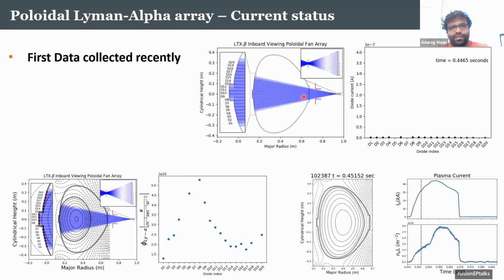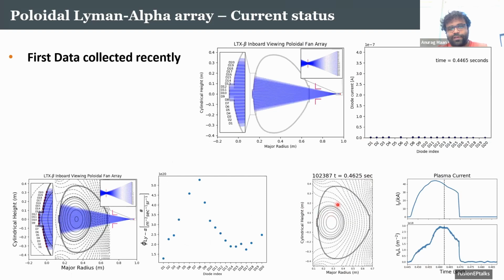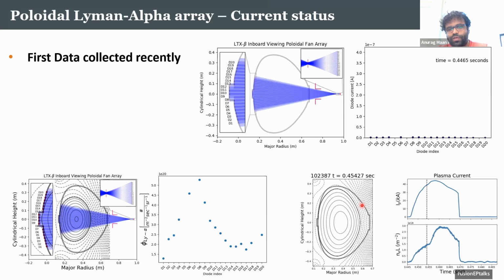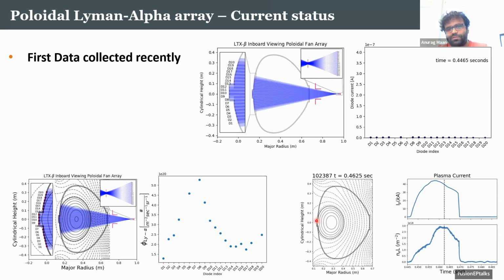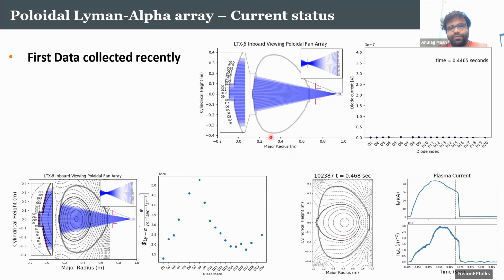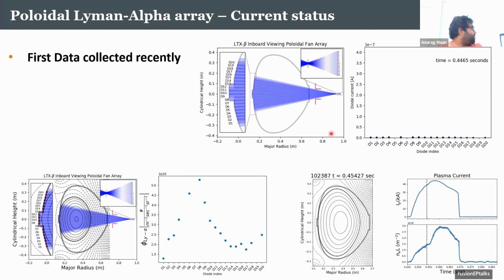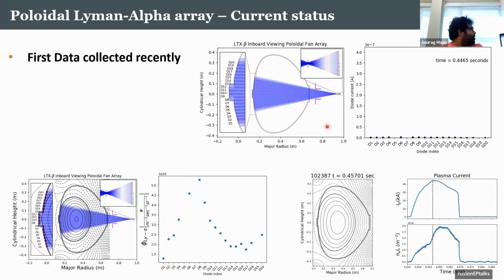And this has been recently commissioned, so this is what that data looks like. If this is a shot, 102387 was fired, I think, a week ago. And as the plasma compresses and collapses on the high field side, you see... the video is not working.